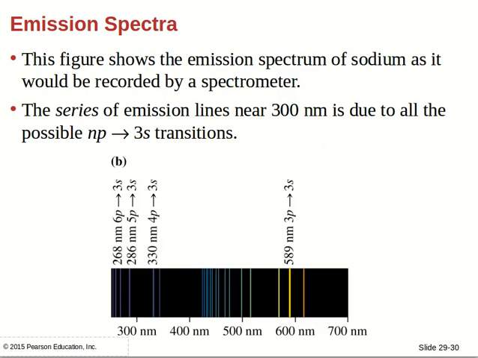So here's what the transitions for sodium look like. This figure is for sodium that would be recorded by a spectrometer. The series of emission lines near 300 nanometers down here are due to all possible transitions to the 3s state, all possible nP transitions to the 3s state. N would represent the principal quantum number, and P represents the L equals 1 orbital, the P states. So these are all the P state transitions to the ground state of sodium, the ones around 300 nanometers.